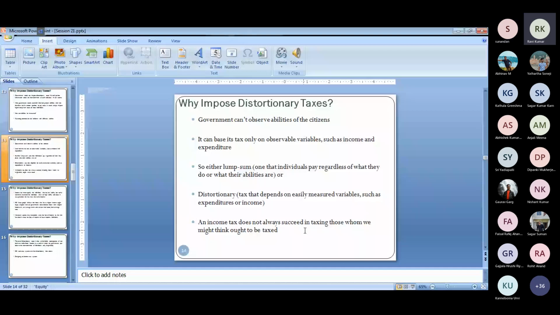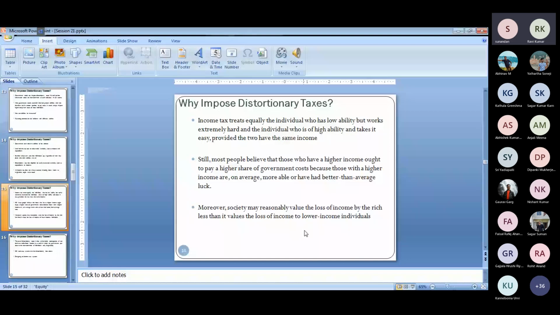And not only that, just look at the first bullet point. Suppose two people have the same income. And the fault in this is that one person has low ability but works like a donkey, and another person with much higher ability, and it's very easy for him to earn that level of income, right? So that would be a flaw with that lump sum tax.